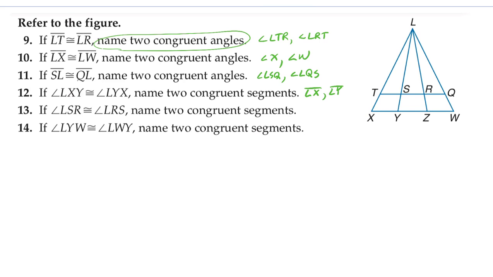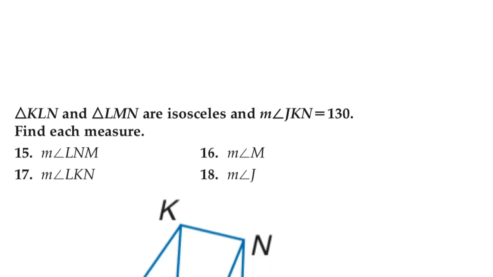Okay, so LSR, that's this angle, is the same as LRS, that's this angle. Oh, so that's just this side and this side. So LS and LR. And last one here in this set, LYW. Okay, so LYW, that's this angle, is the same as LWY. So this angle, that's this side, LY, with this side, LW. So LY, LW. So really good practice using that.